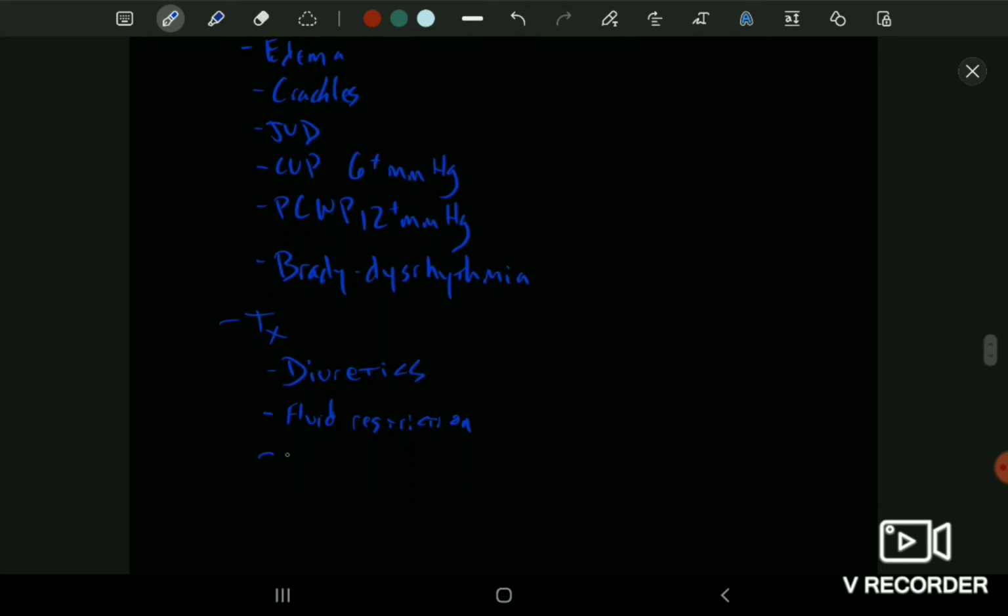And lastly, ACE inhibitors. What do ACE inhibitors do? ACE inhibitors allow blood vessels to dilate more. So angiotensin converting enzyme is responsible for a lot of vasoconstriction. So if you block that enzyme, you have less constriction, lower blood pressure, bigger pipes, more room for the fluid to go so that it can get out of the heart and to the rest of the body.